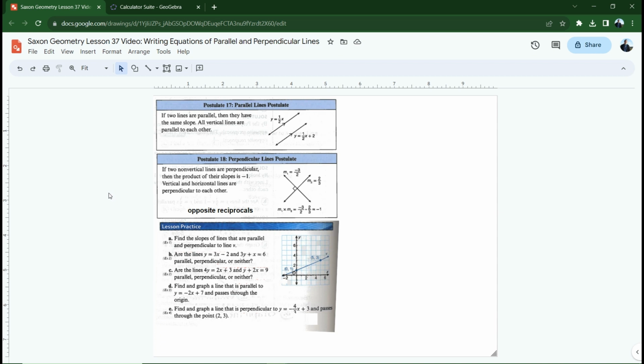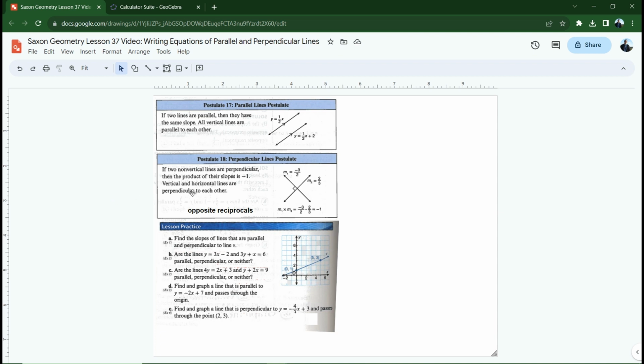It says that if two lines are parallel, they have the same slope. However, we have to stipulate that if the lines are vertical, because we can't define the slope of vertical lines, all vertical lines are parallel to each other. That sounds like it's going to be something that's useful to remember for a future proof.